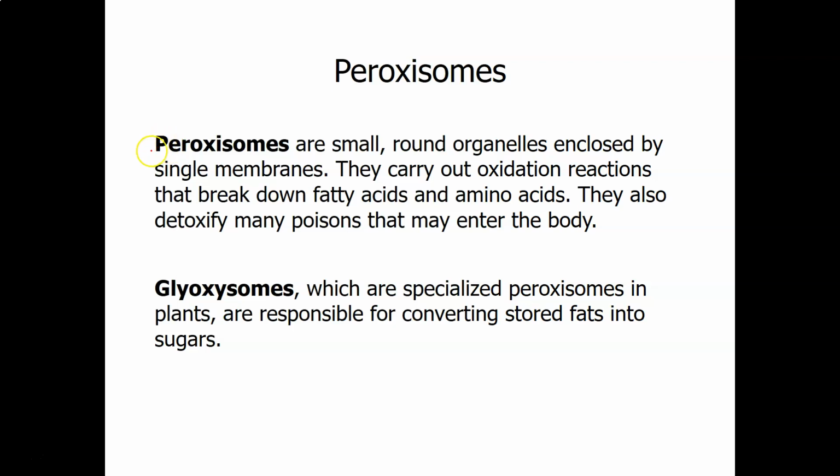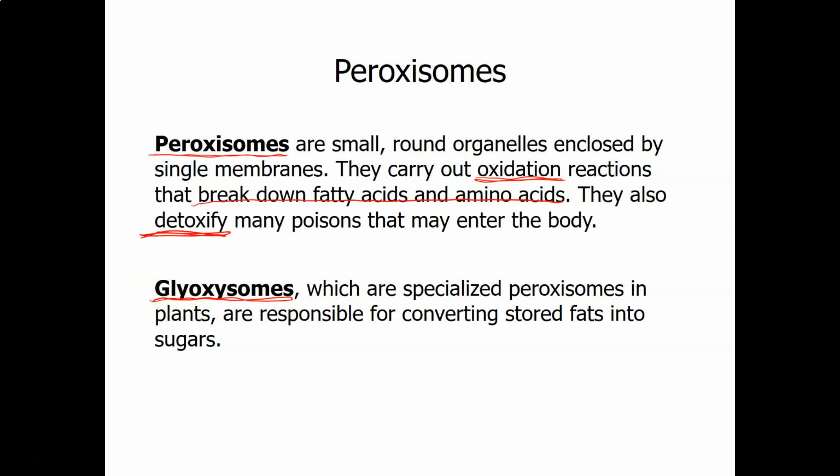There are some vesicles that do specialized things. Peroxisomes are enclosed by single membranes. They carry out oxidation reactions, which are breakdown reactions, and they specifically break down fatty acids and amino acids and function in detoxifying the body. So you find a lot of peroxisomes in the liver.